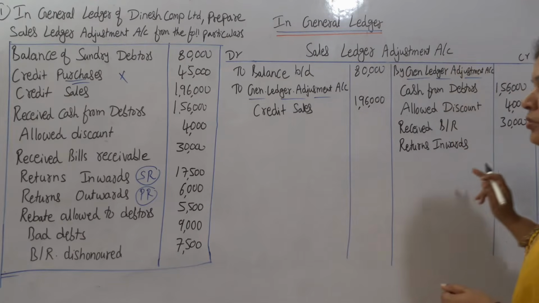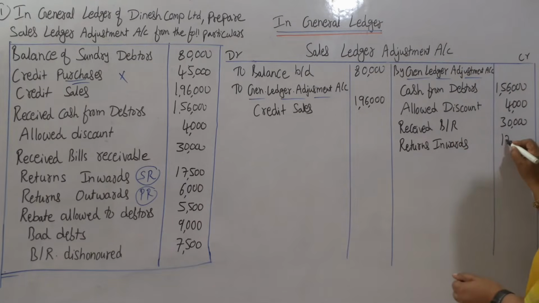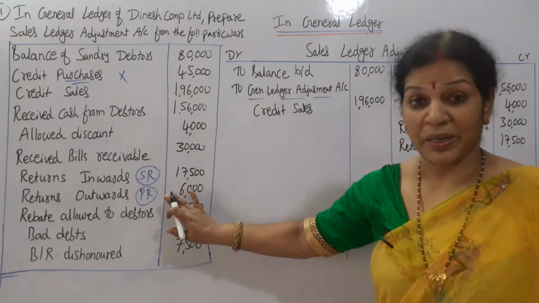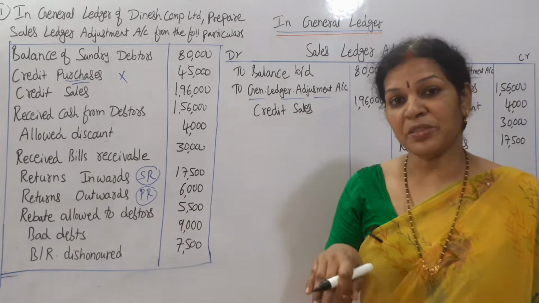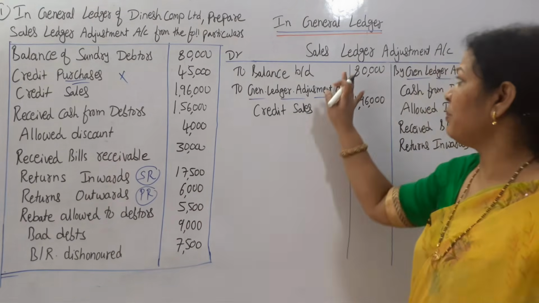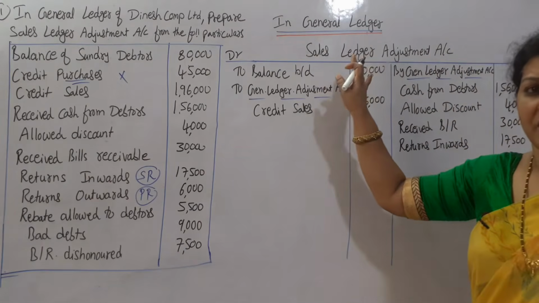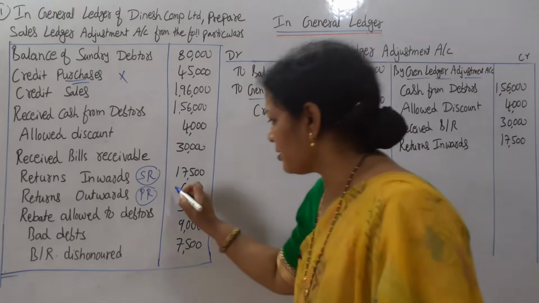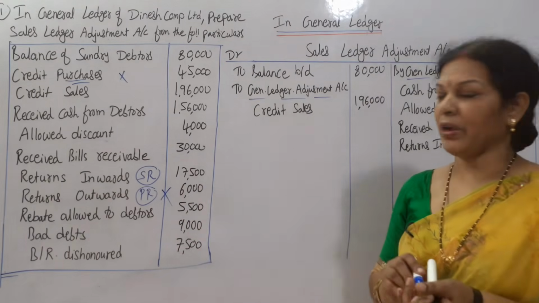Return inwards are 17,500. Over. Return outwards are related to the purchase returns. Purchase returns are related to the creditors. Anyway, we are not preparing the purchase ledger, right? We are preparing the sales ledger. So this we are not going to consider, ignore it, not required.